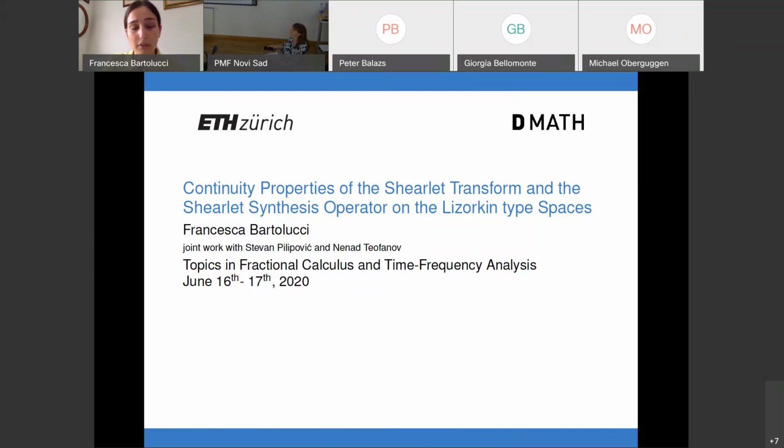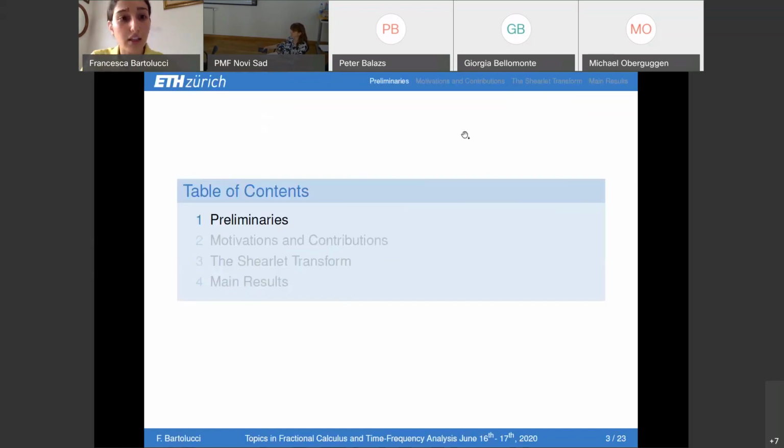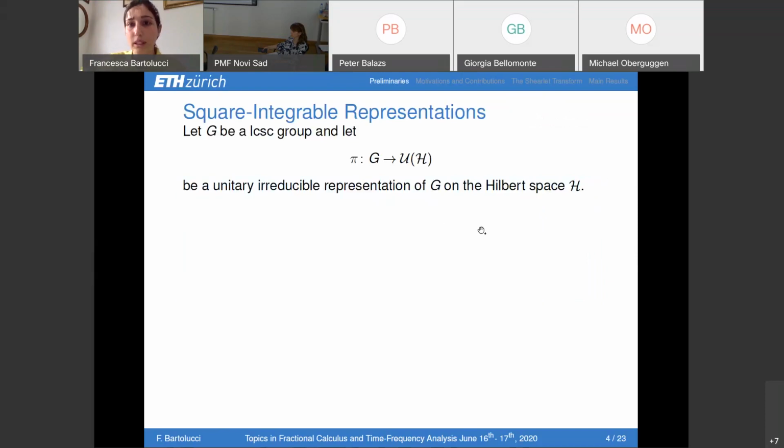Before recalling the definition of the Shearlet transform, I would like to recall some basic definitions in the theory of representations, in order to motivate and give the framework of our work. So I start with the definition of square integrable representations. We take a group G, which is locally compact and second countable, and we consider a unitary irreducible representation of the group G on the Hilbert space H.